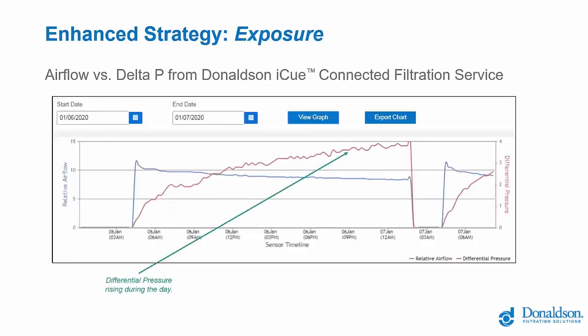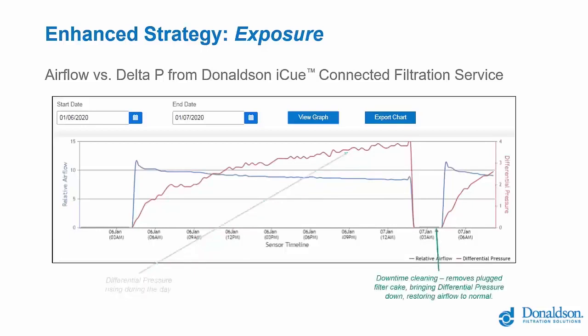So the first thing you notice on this is the red line, the differential pressure, is increasing during the day. And that's because in this case, this customer is using downtime cleaning. So they're not cleaning the filters during the day with compressed air, and you can see that it's naturally rising throughout the day. Then we see the dust collector is shut down, downtime cleaning occurs with the compressed air, and then we see that when they start it up the next morning, that differential pressure has returned to a normal level.